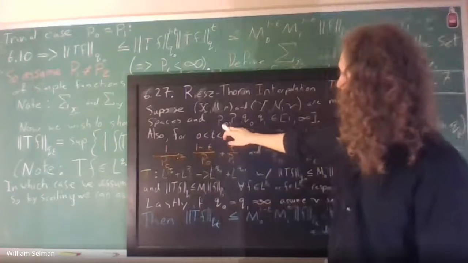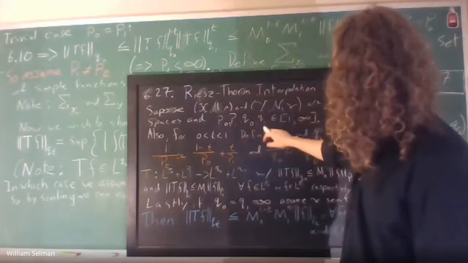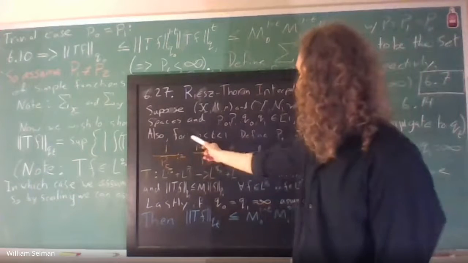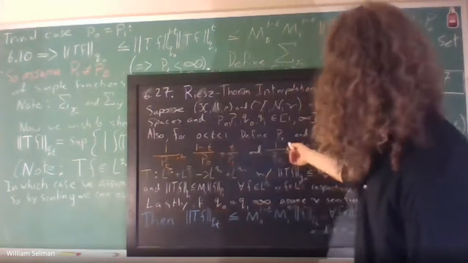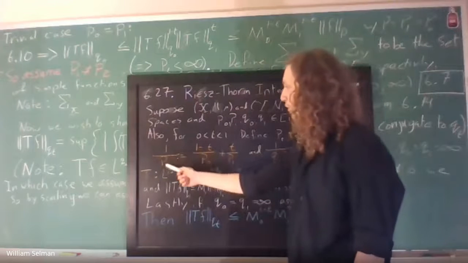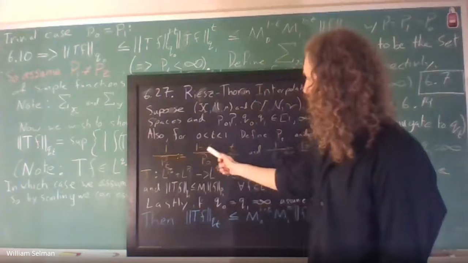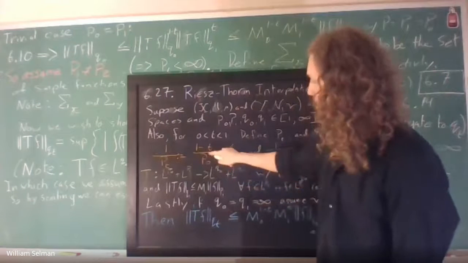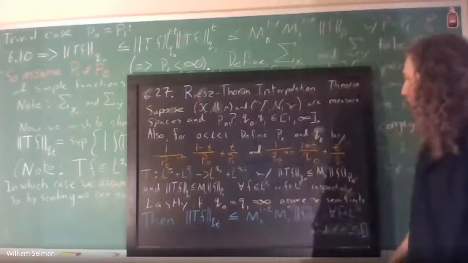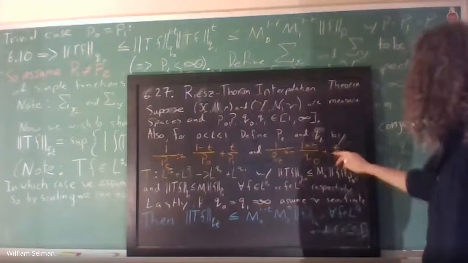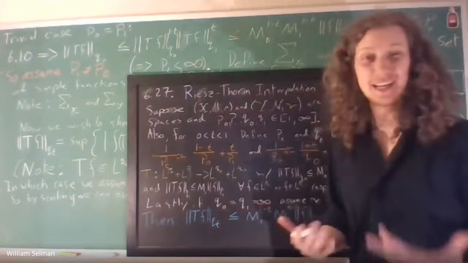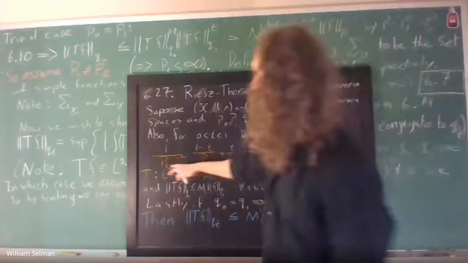And then we have numbers p0, p1, q0, q1, and they're going to be in the closed interval from 1 to infinity. Also, for t between 0 and 1, we're going to define 2 new numbers, p_t and q_t, which are defined by 1 over p_t equals (1 minus t) over p0 plus t over p1, and the same for q_t, (1 minus t) over q0 plus t over q1.